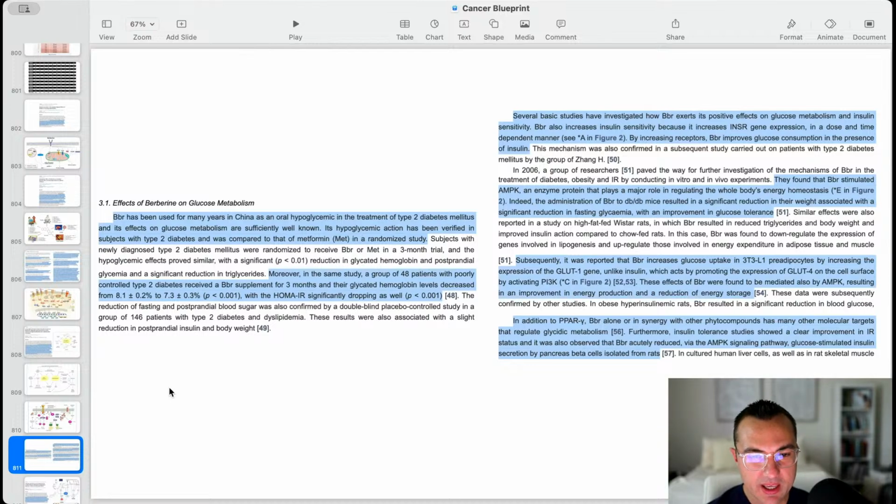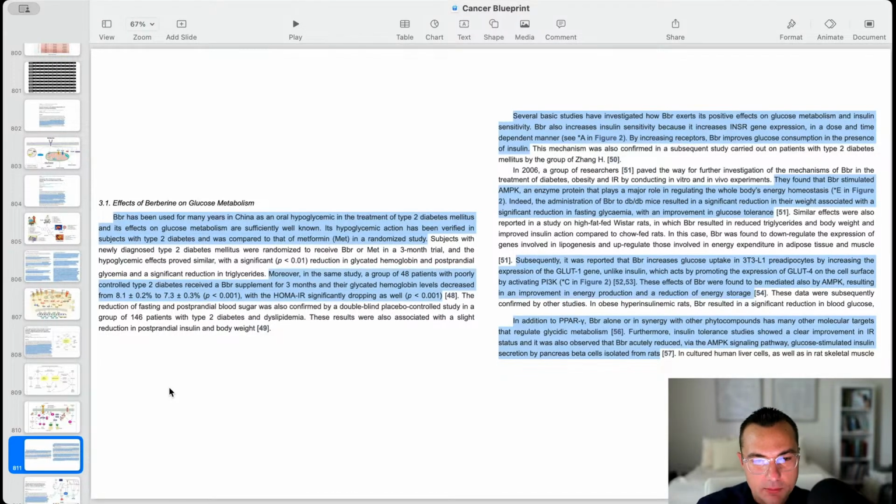Its hypoglycemic action has been verified in subjects with type 2 diabetes and compared to that of metformin in a randomized study. So you're going to hear metformin referred to throughout this talk today in particular. And I have some information at the end of this talk that helps give some perspective on how effective metformin is at lowering blood glucose and lowering A1C. So when they say it's comparable to that of metformin, what does that actually mean?